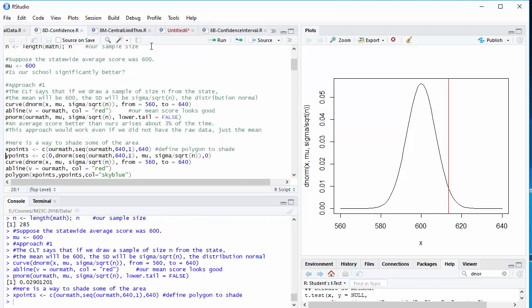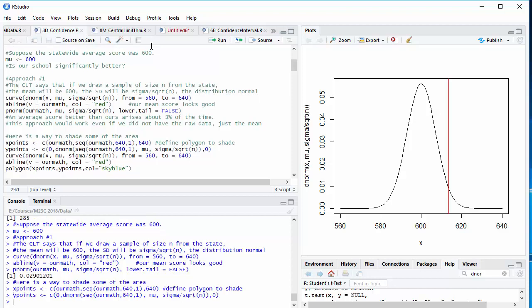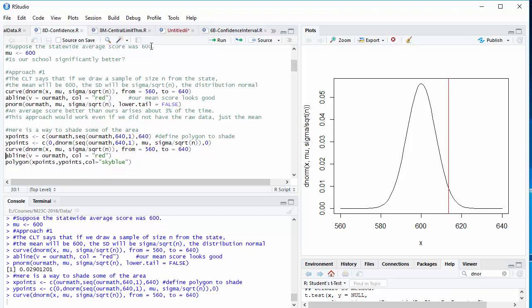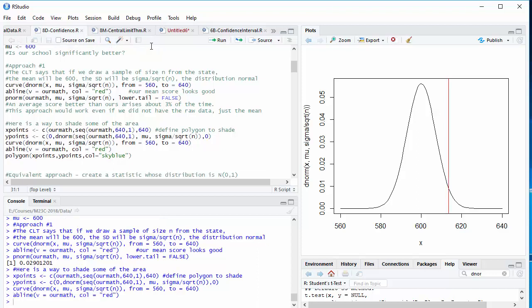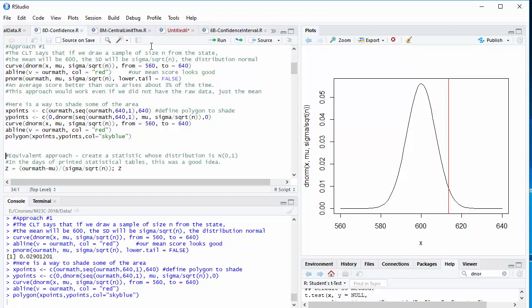Here's a cute graphical trick. I can't remember where I found this, but it's a recipe for shading in the area to the right of the red line. What you do is generate a pair of vectors, x points and y points, that outline a polygon that you want to shade in. And after you've drawn your graph, you call the polygon function with the points you've generated and the color. And isn't that beautiful? You've shaded in the region surrounded by those points and the axes.